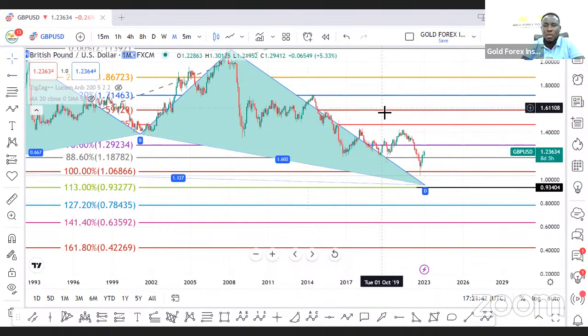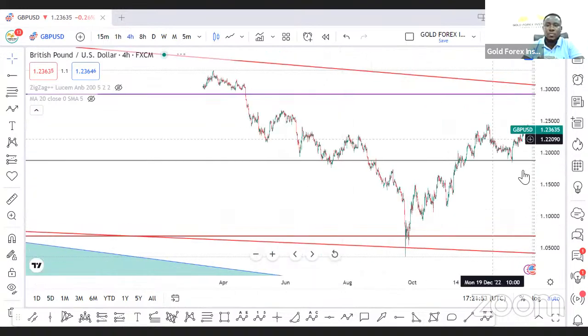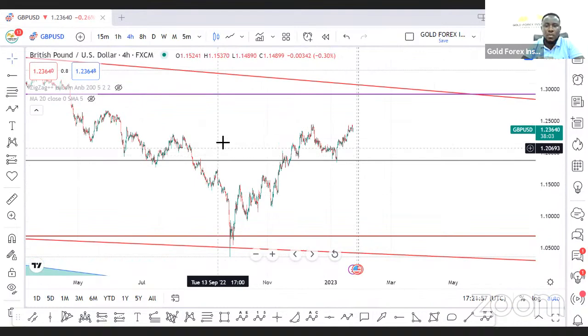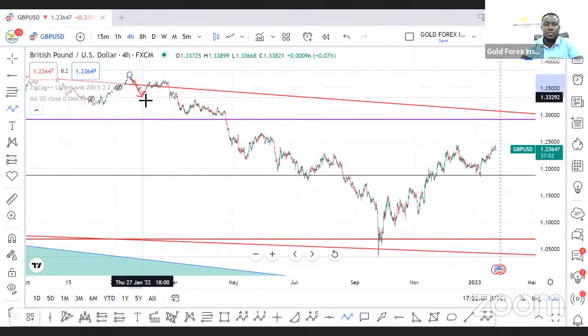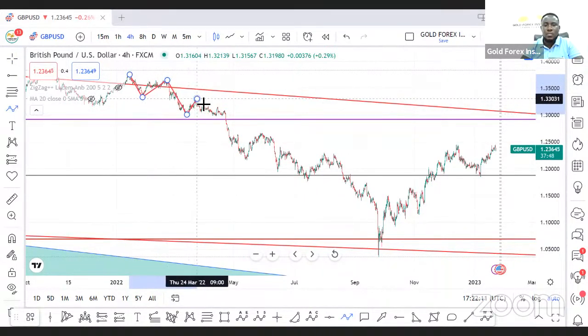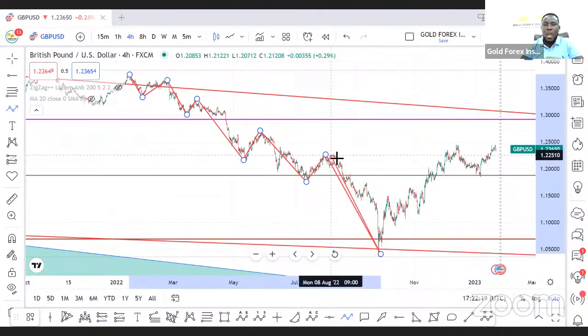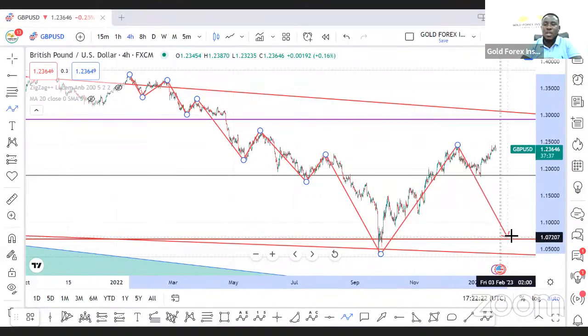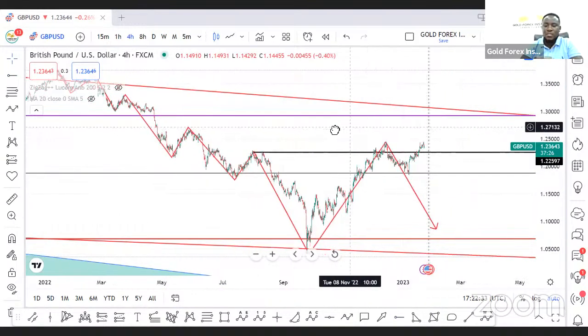Now, if this one should come to the 113, then let's go to the lower time frame to see what is happening over there. Now there was a break of structure here. Let me show you guys something. Now this structure is broken, so I expect it to come down, maybe to this level. Okay, there is a break of structure here. You can see that this structure is broken.